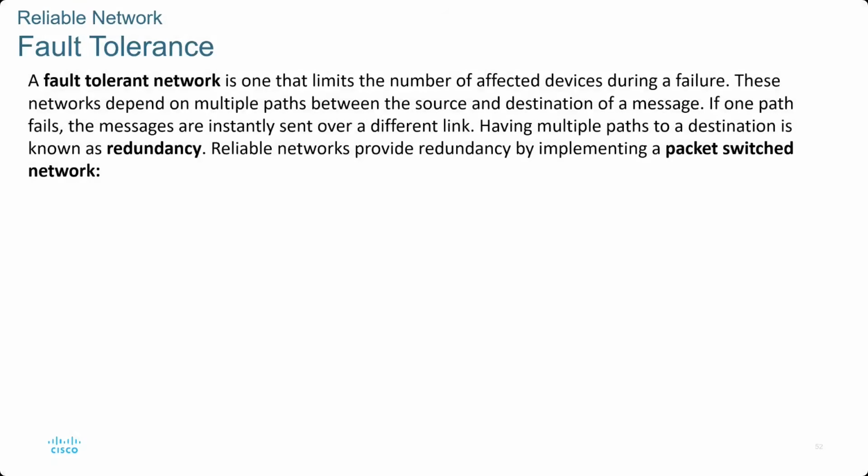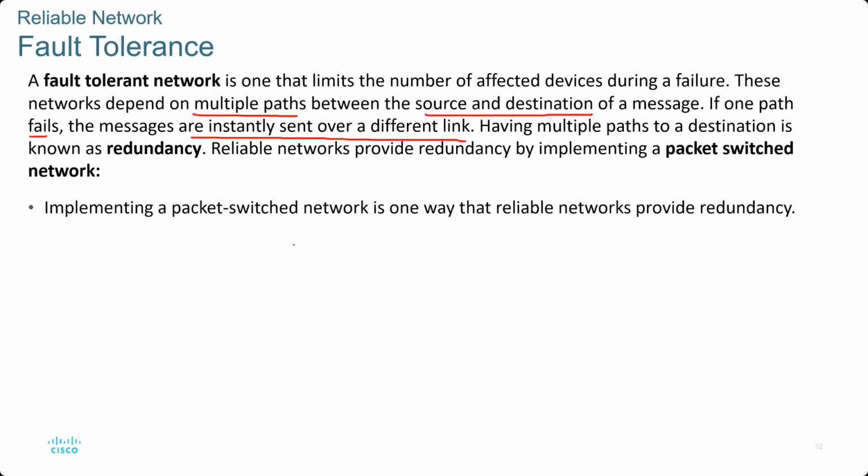So let's see, how can you provide fault tolerance in your network? Well, what is fault tolerance? A fault tolerant network is the one that limits the number of affected devices during a failure. Because failures would happen, you cannot stop failures from happening. You can only plan ahead of time what would happen when the failure happens. And to do that, we don't depend on a single device in our network. We always create multiple paths between source and destination for the messages. So if one path fails, the message can instantly be sent out using a different link. That's how you make fault tolerant networks, that you have multiple paths. You do not rely on a single path.